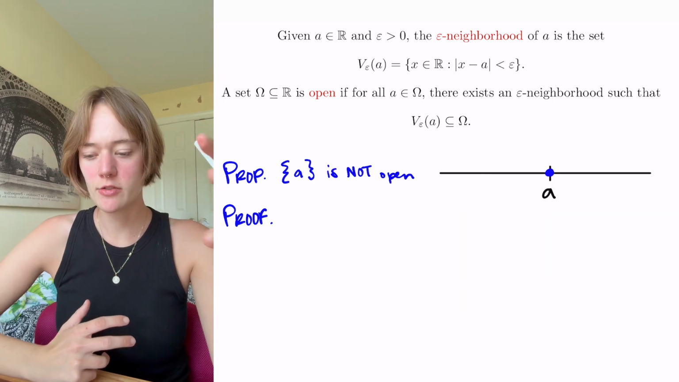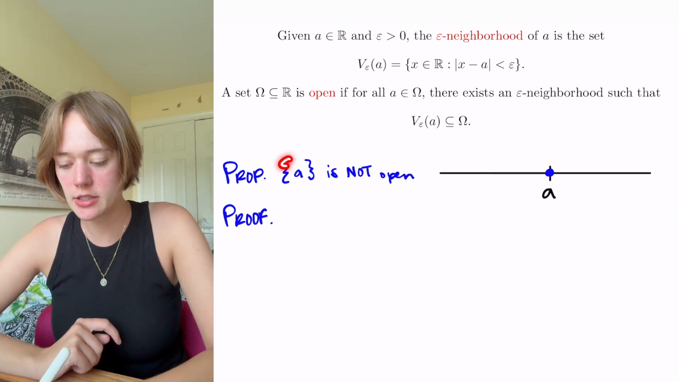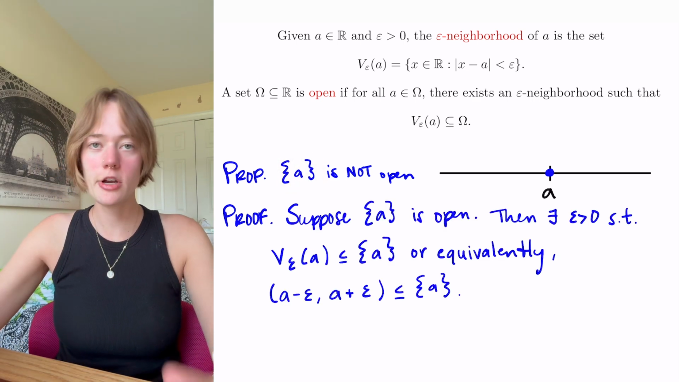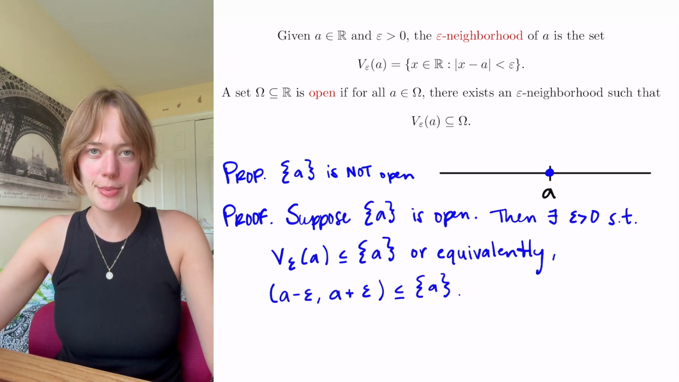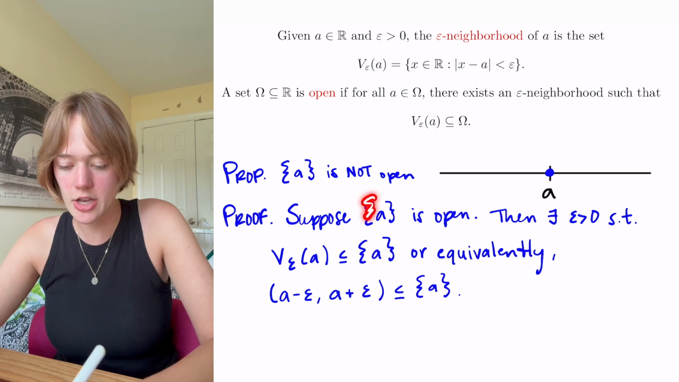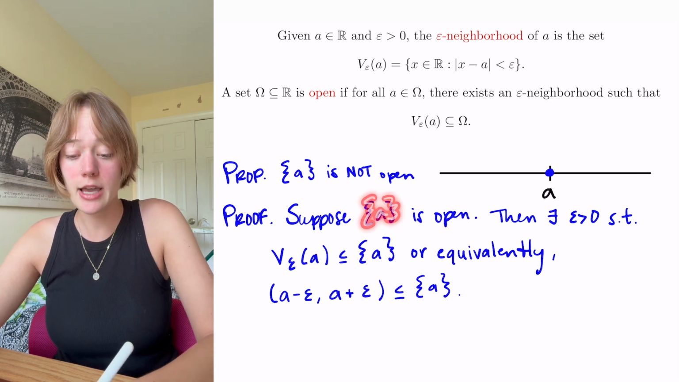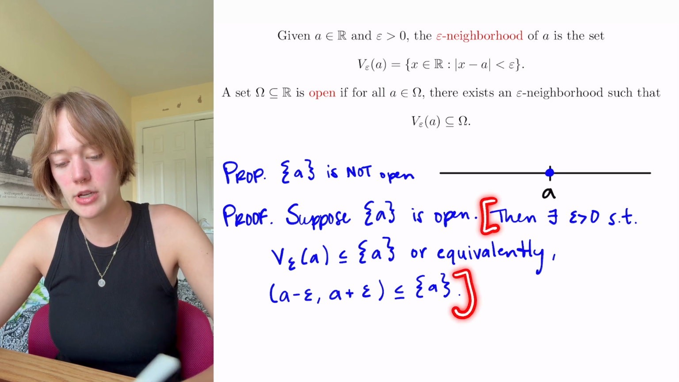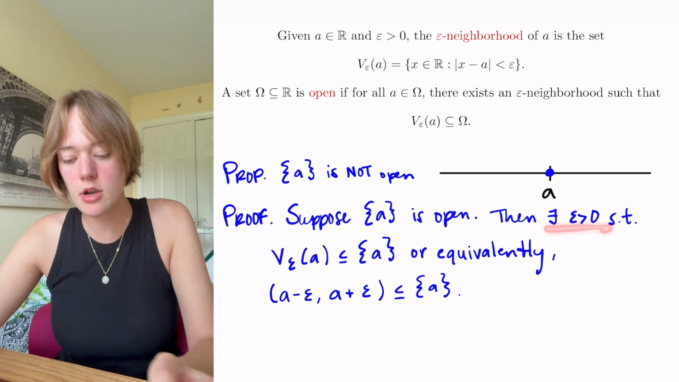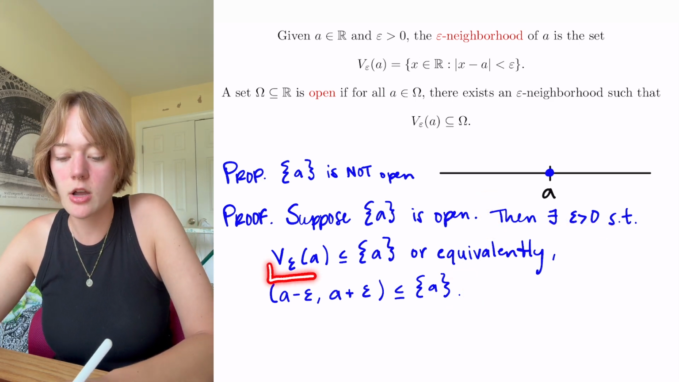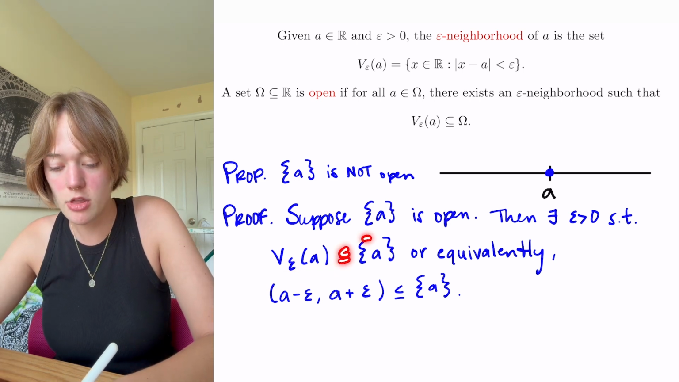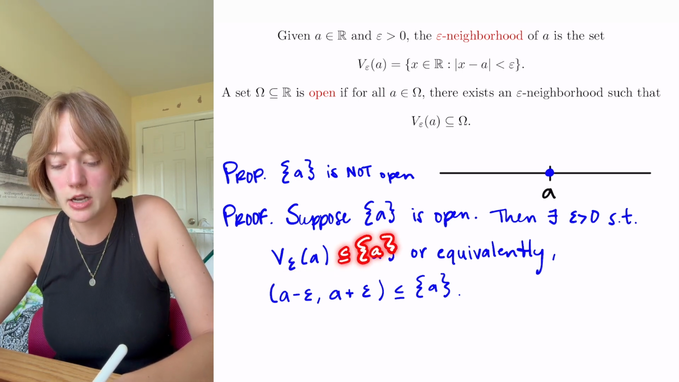Now let's use our definition of openness to show that the set just containing the point a is not open. We'll do this by contradiction. So for your contradiction proofs, you suppose that the opposite is true. So we're going to suppose that the set just containing the point a is actually open. If this is the case, then we have our definition of openness, right? There exists an epsilon greater than 0, such that the epsilon neighborhood around a is entirely contained within our original set just containing the point a.